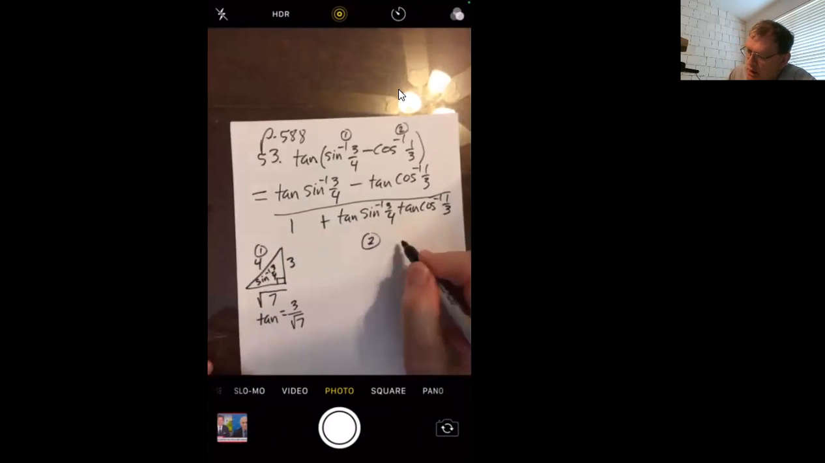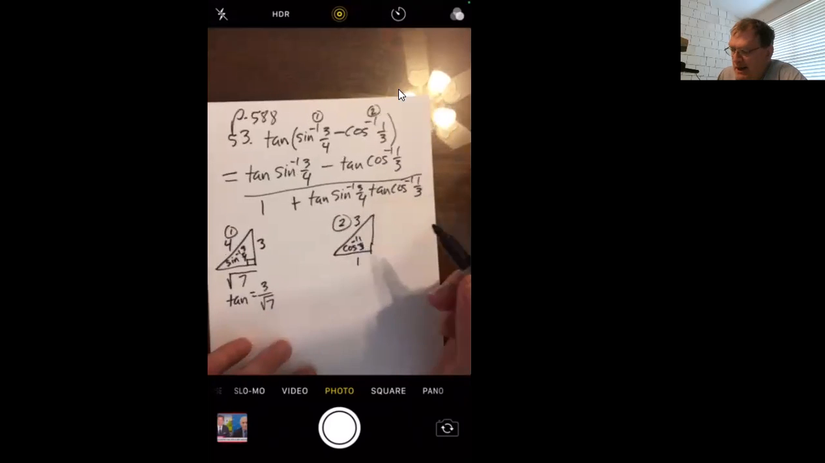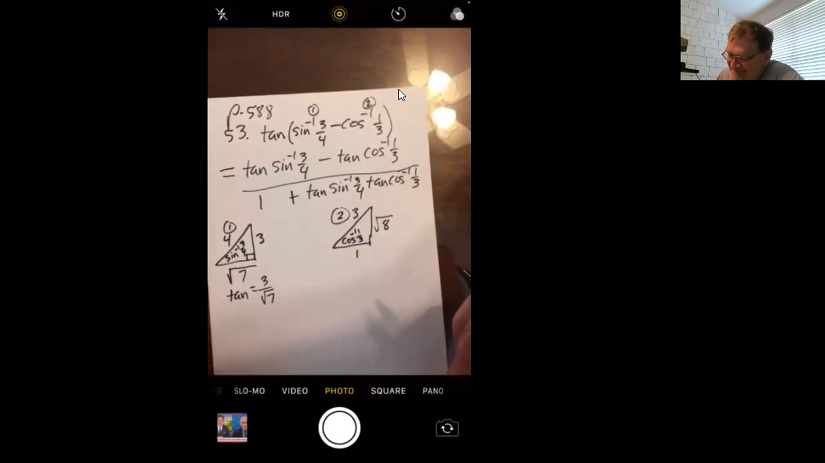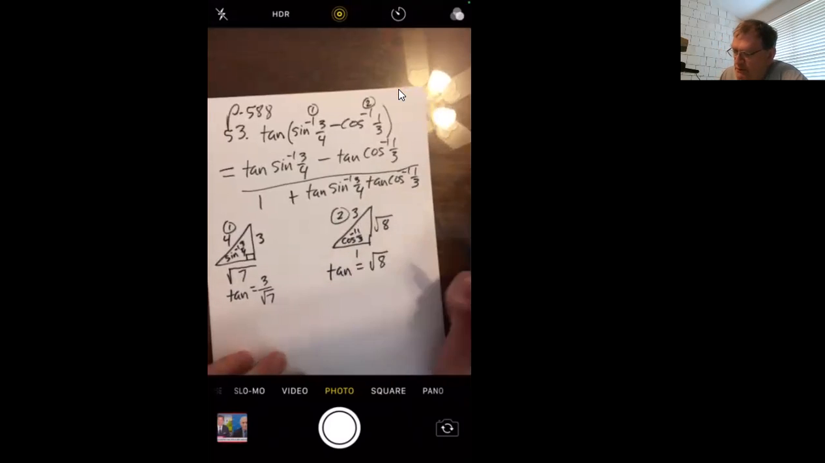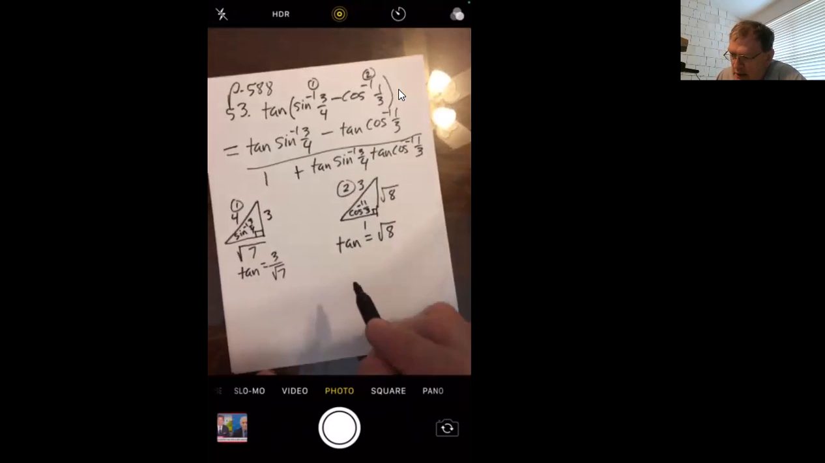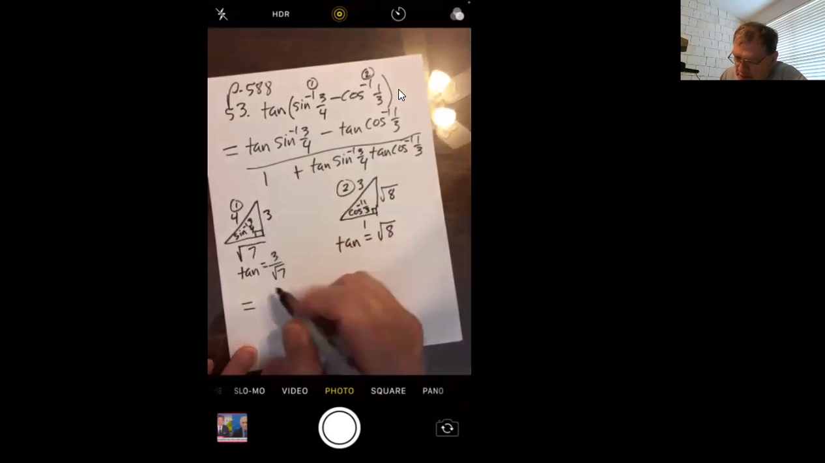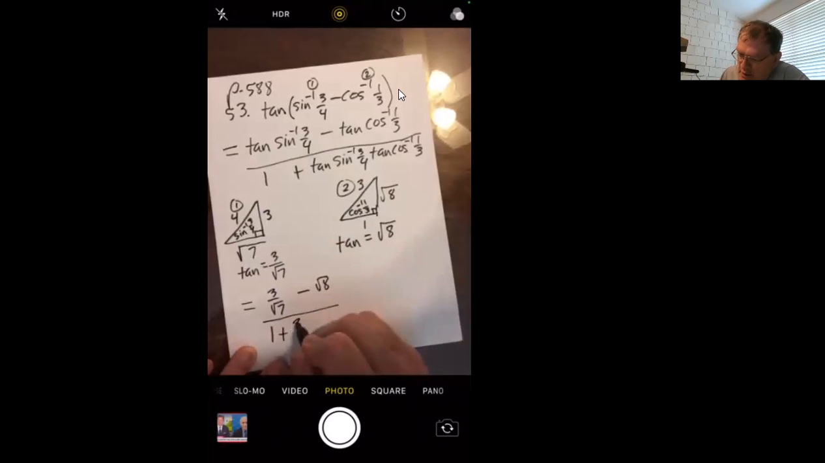You go to piece 2, arc cosine 1/3. I put 1 there and 3 there. 9 minus 1, that makes this a square root of 8. Your tangent would equal the square root of 8 over 1, which is the square root of 8. Plugging and chugging. Tangent here, this tangent of arc sine 3/4 would be 3 over the square root of 7 minus square root of 8, over 1 plus 3 over square root of 7.